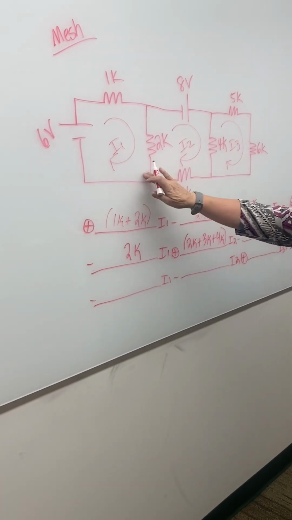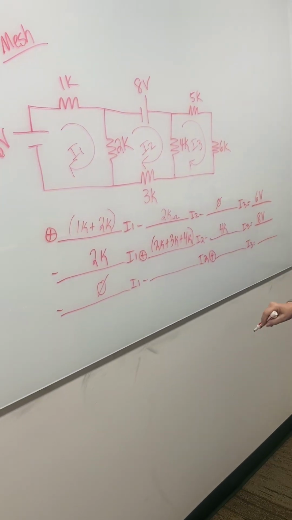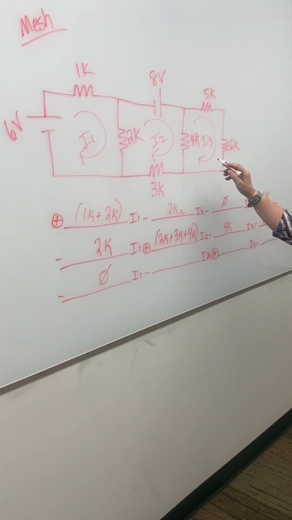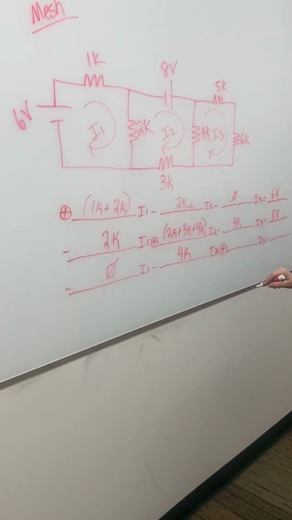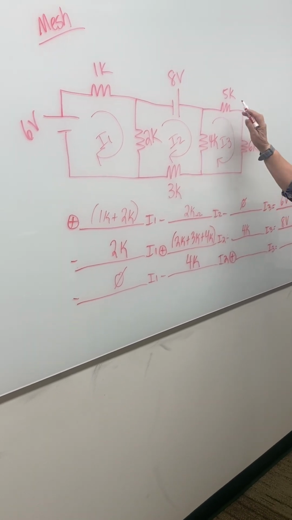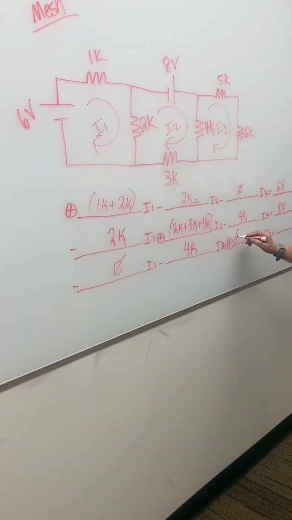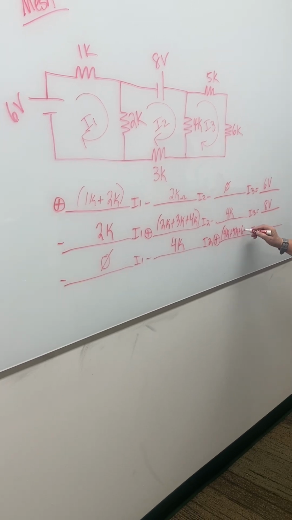What is touching I1 and I3? Nothing. What is touching I2 and I3? This 4K. What are all the components touching the I3? Well, it'd be 4, 5, and 6K. So 4K plus 5K plus 6K.